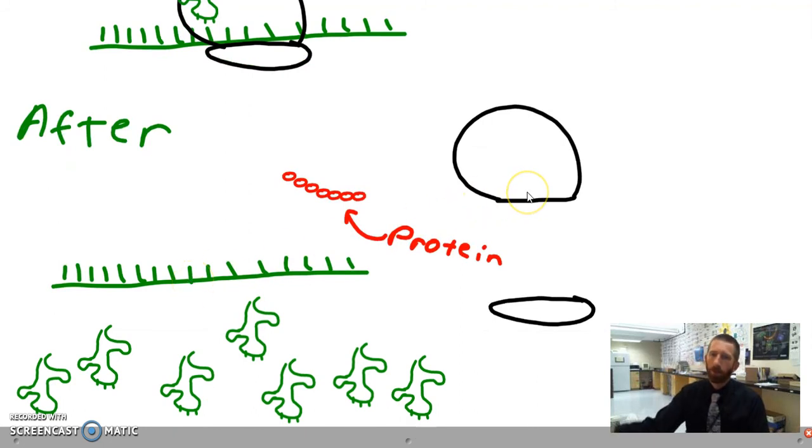Okay, there was a release factor that came in and it kind of blew the ribosome apart, and that's beyond the scope of this course. We'll talk about that in AP biology, but it's a thing. So that's how the ribosome blows apart, right?